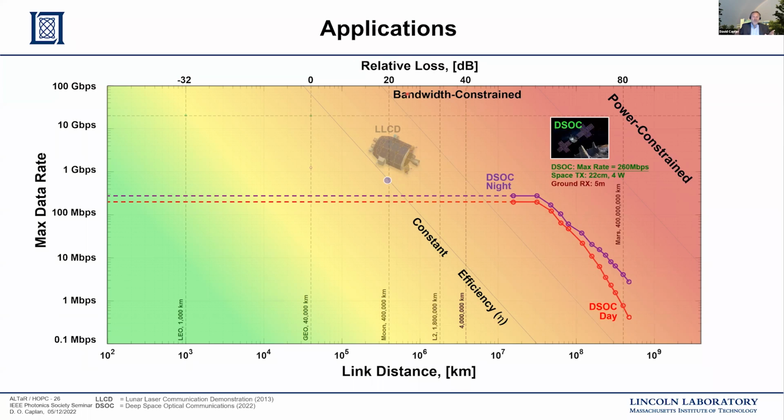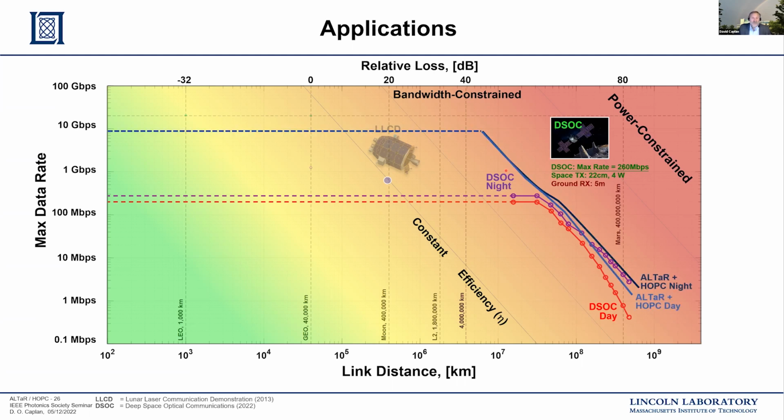So what can we do with some of these ALTaR and HOPSI type technologies that we've talked about? Shown here in the red and purple curves are representative performance curves for the Deep Space Optical Communications system, which is going to be launching sometime within the next year, and will allow for operation all the way up to 400 million kilometer link distances, which is effectively the largest Earth-Moon link distance. The DSOC system has a maximum data rate of 260 megabits and leverages a 22 centimeter, 4 watt space-based terminal. It interfaces with a large 5-meter telescope on the ground. And so given this system, what can we do with 32 channels?